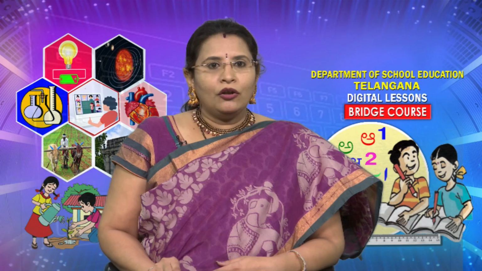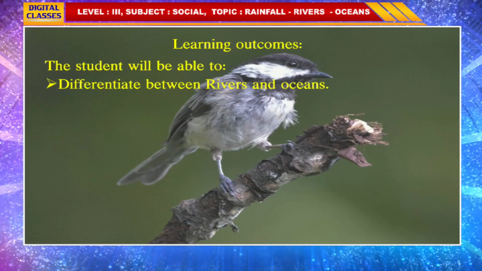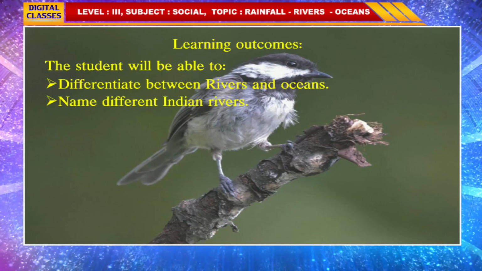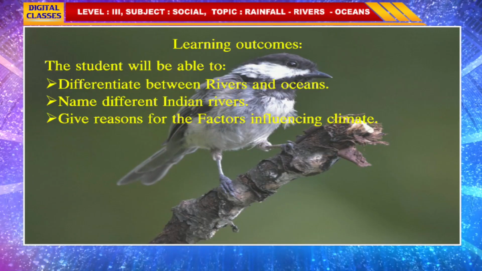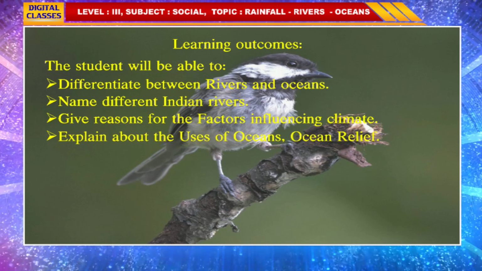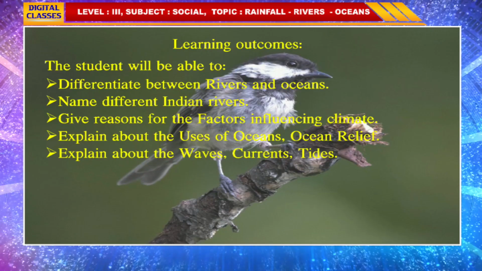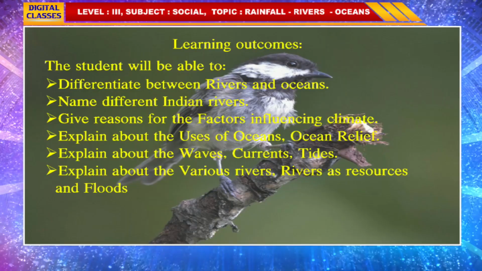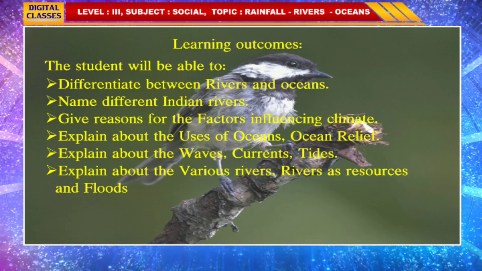Children, at the end of this topic, you will be able to differentiate between rivers and oceans. You will be able to name different Indian rivers. You will be able to give reasons for the factors influencing climate. You will be able to explain about the uses of oceans, ocean relief. You will be able to explain about the waves, currents, tides. And you will be able to explain about the various rivers, rivers as a resource, and floods.